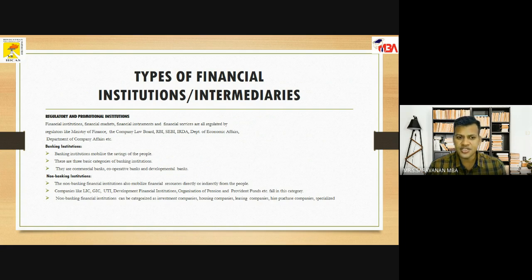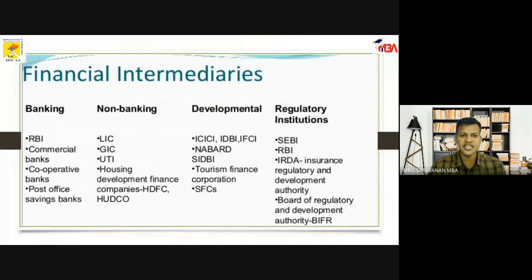Non-banking financial institutions also mobilize financial resources directly or indirectly from the people. Companies like LIC, GIC, UTI, Development Financial Institutions, and organizations of Pension and Provident Funds fall into this category. Non-banking financial institutions can be categorized as investment companies, housing companies, leasing companies, hire purchase companies, and specialized companies. So these are the few financial intermediaries we have.